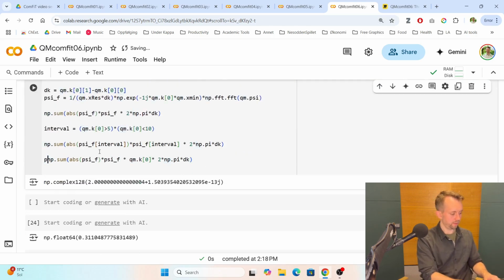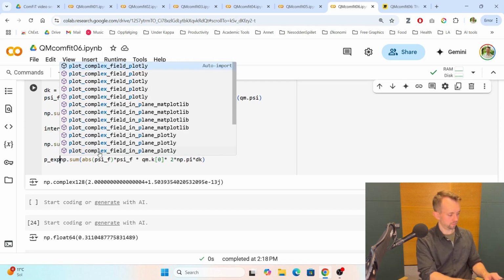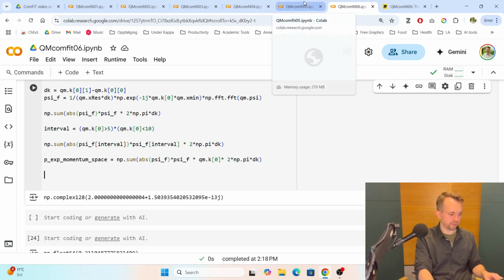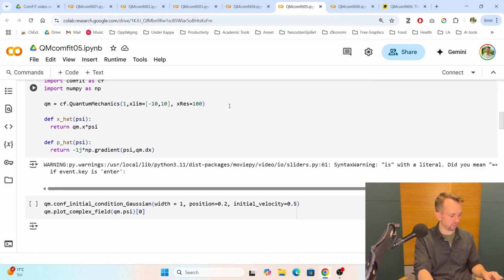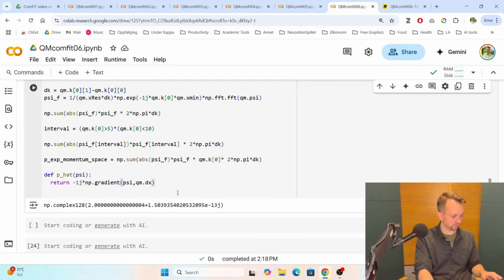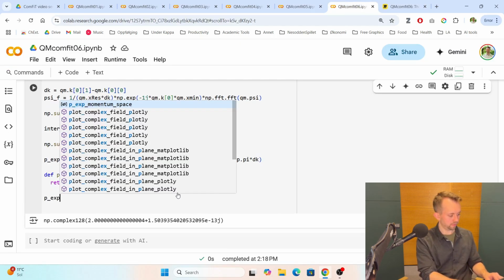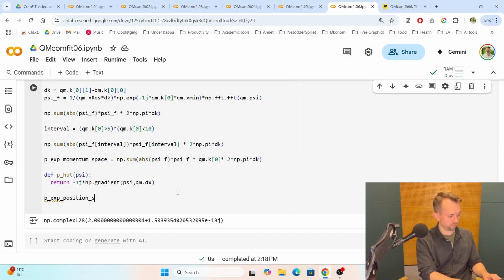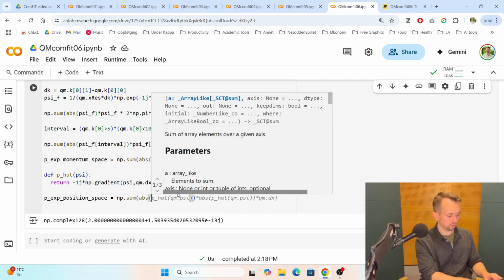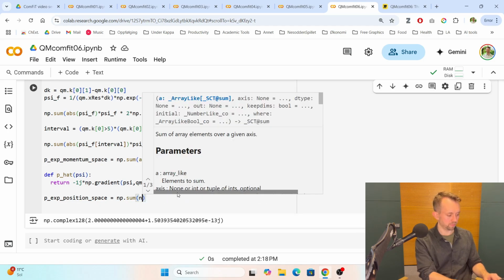So p x in momentum space. We can also calculate p x in position space, and for that we need the p hat operator, which we defined previously. So I'm just going to borrow that from here. So the expectation value of p in position space is equal to, and then we need to do the same thing. We need to integrate the absolute value of, first the complex conjugate.